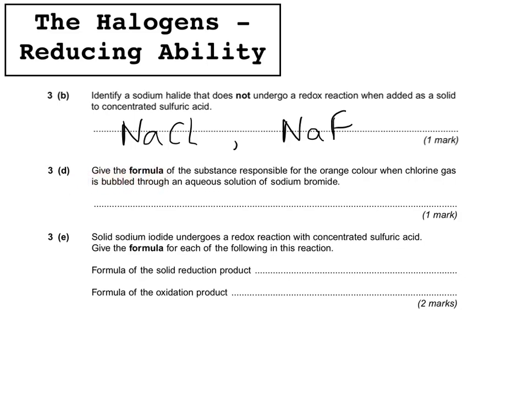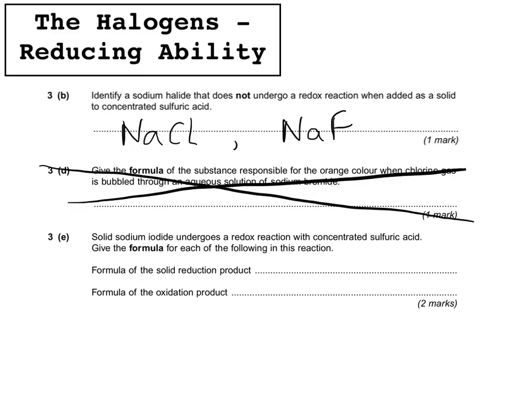Then it says, give the formula of the substance responsible for the orange colour when chlorine gas is bubbled through an aqueous solution of sodium bromide. Now that isn't actually a question that has been answered in this video, and so I suggest you look at the oxidising ability of the halogens video to answer that question. Finally, we've got solid sodium iodide undergoes a redox reaction with concentrated sulfuric acid. Give the formula for each of the following in this reaction. Now notice it says the formula. You can't put the name. You've got to write the chemical formula with the symbols.